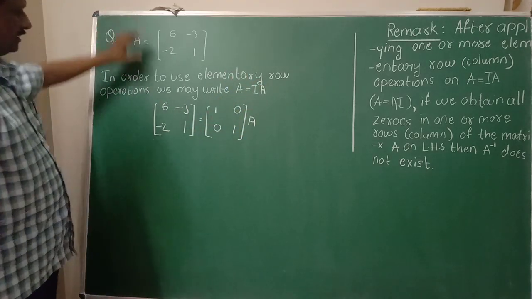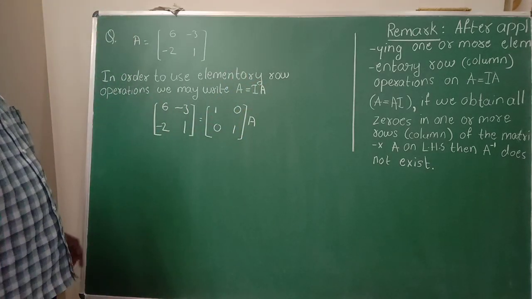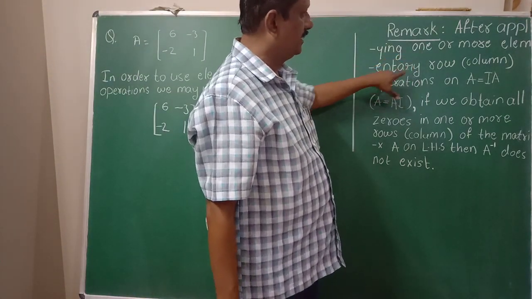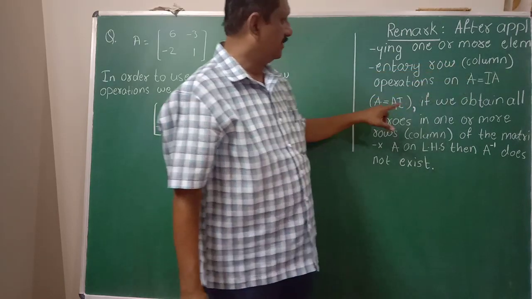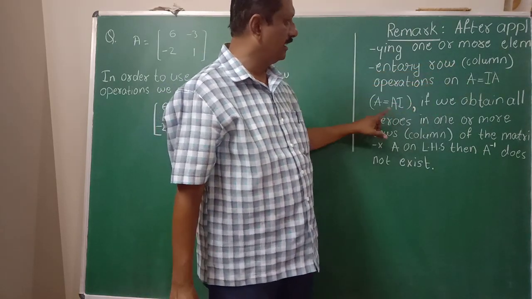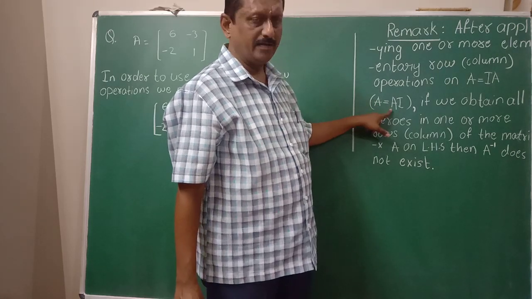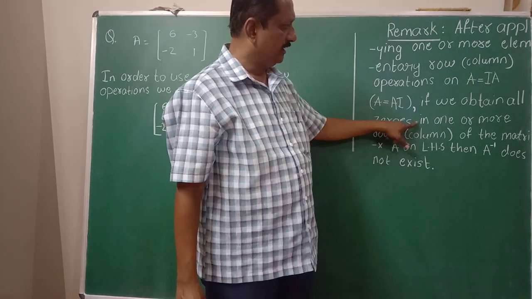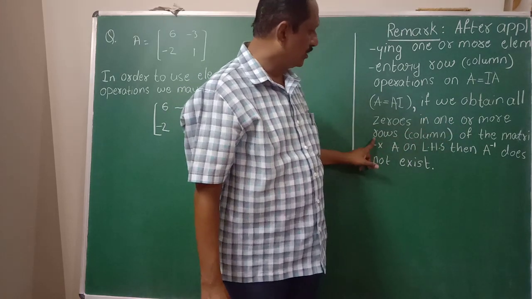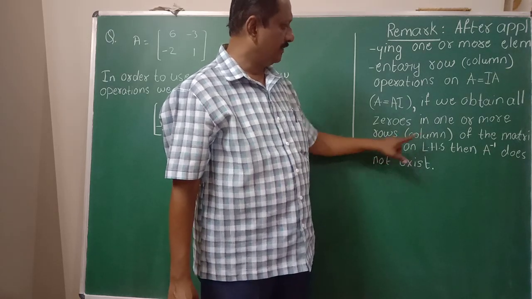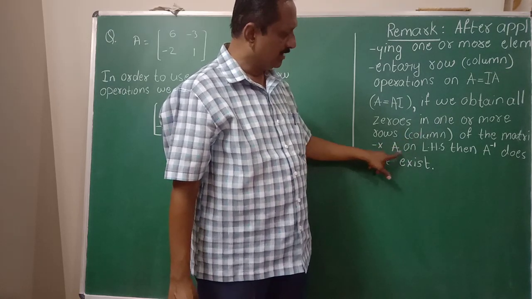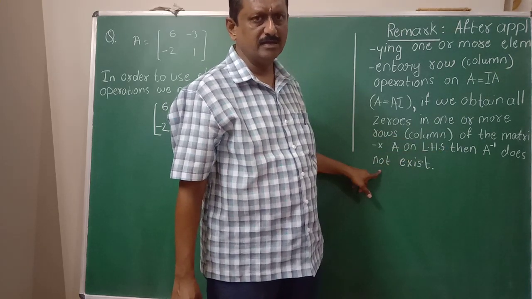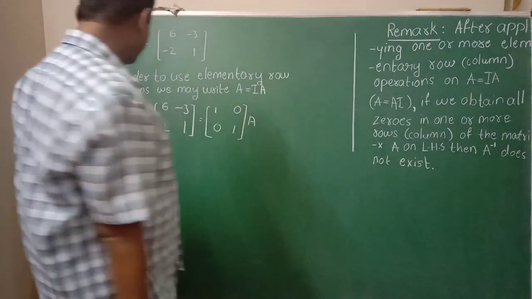Here there is one remark. After applying one or more elementary row or column operations on A equals IA or A equals AI, if we obtain all zeros in one or more rows or columns of the matrix A on the LHS, then A inverse does not exist. Okay, therefore just observe here.